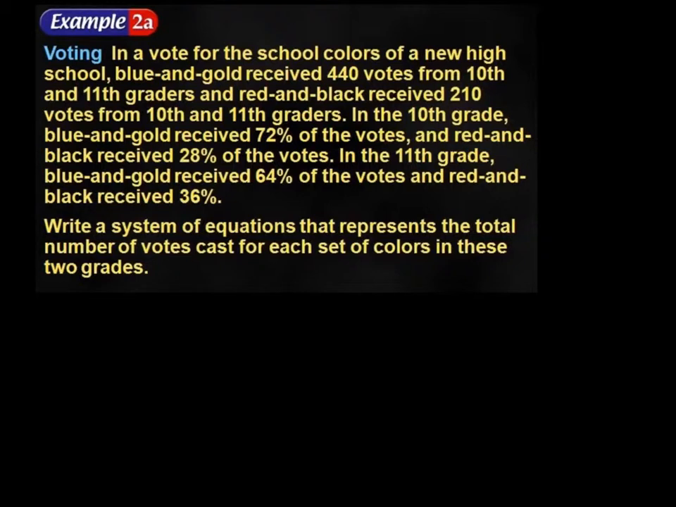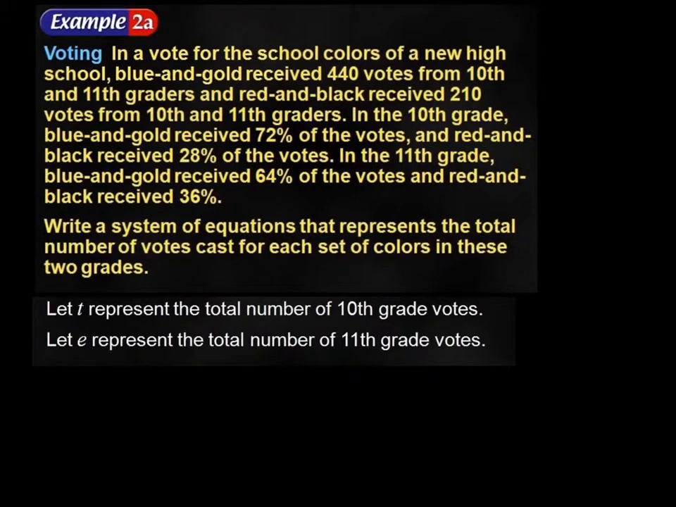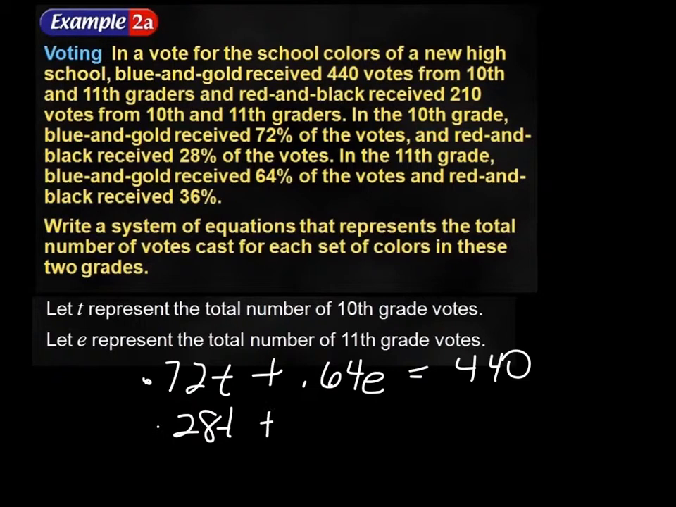Write a system of equations that represents the total number of votes cast for each set of colors in these two grades. They let T represent the total of the 10th grade and E the 11th. So the first sentence gives us 72% as the decimal 0.72 T plus 64%, 0.64 E, is 440. And 28% plus 36% is 210.